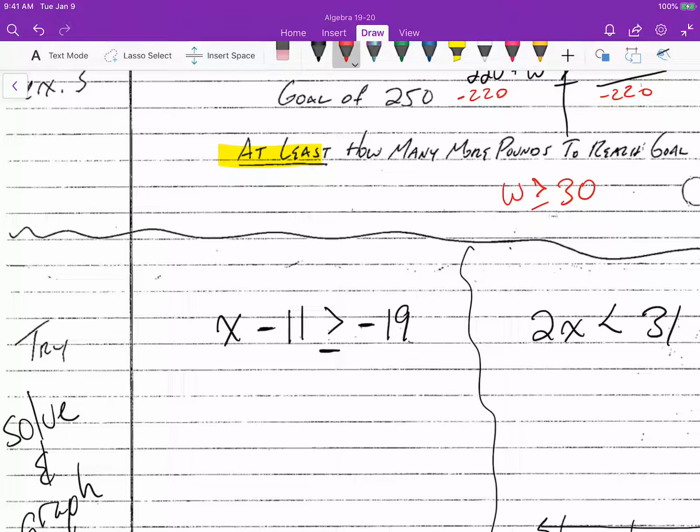So again, just really quick, some standard ones. We just put the line down the sign here, and then we add 11 to both sides. Add 11. We say x is greater than or equal to -8.